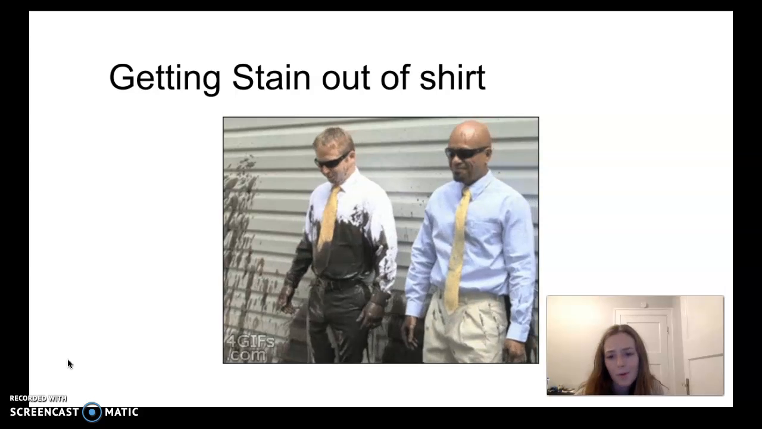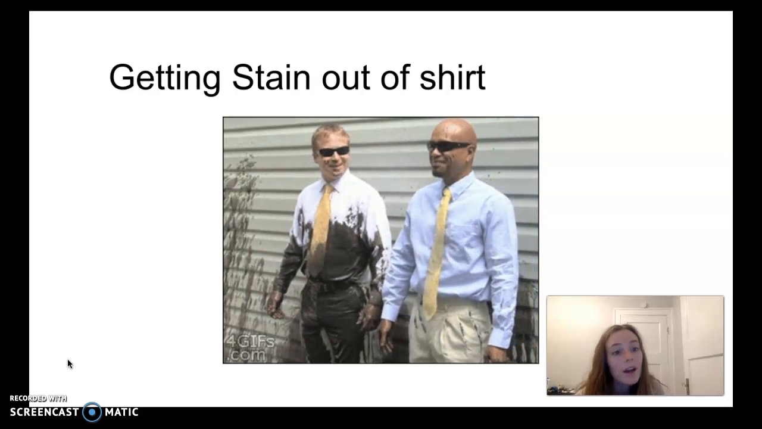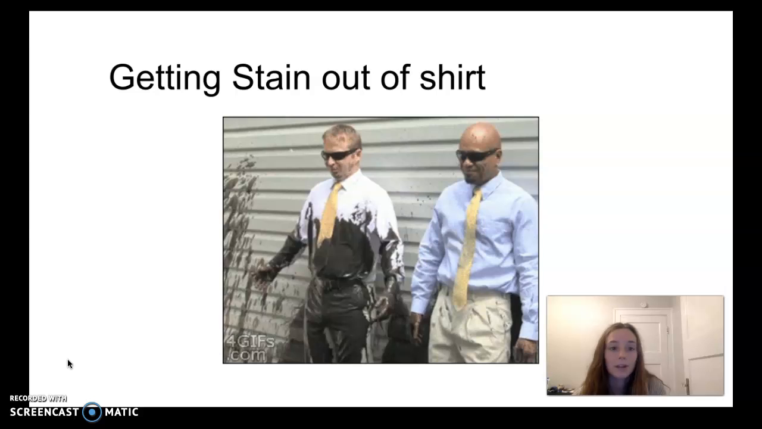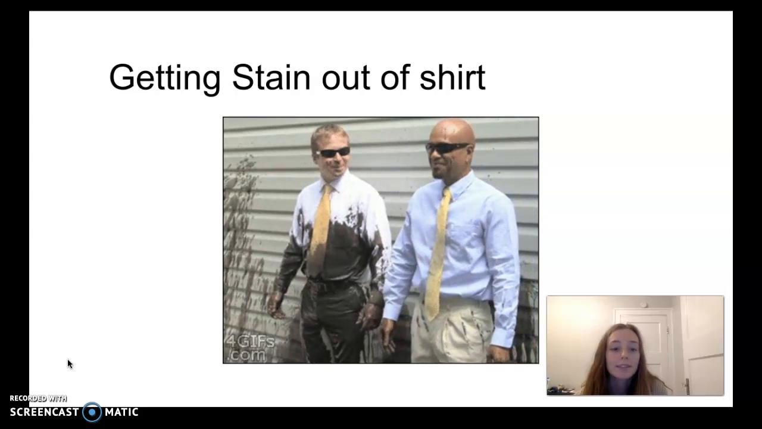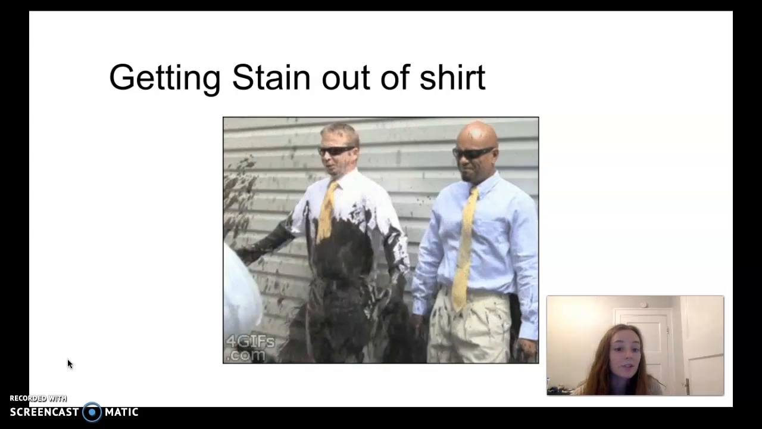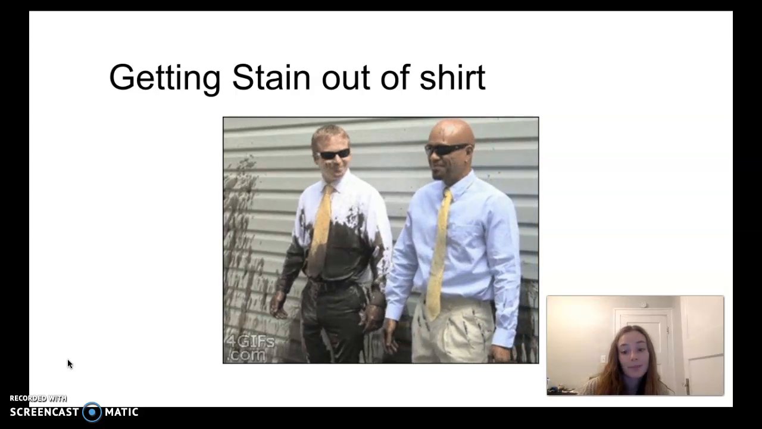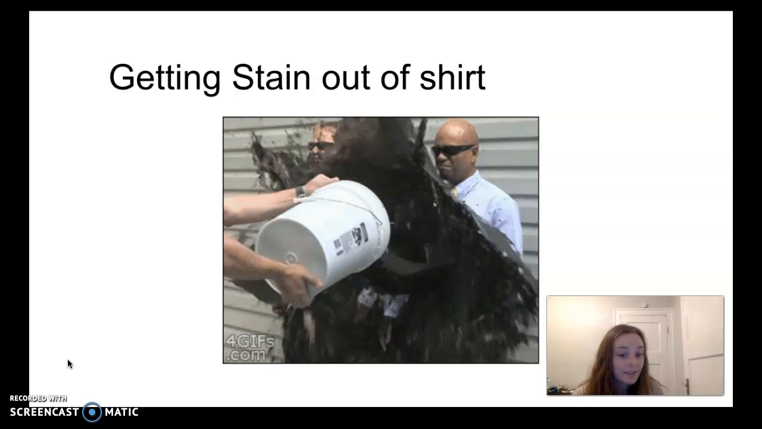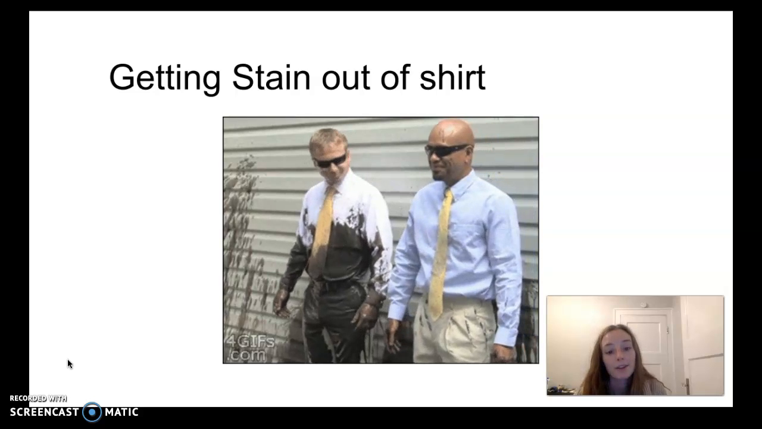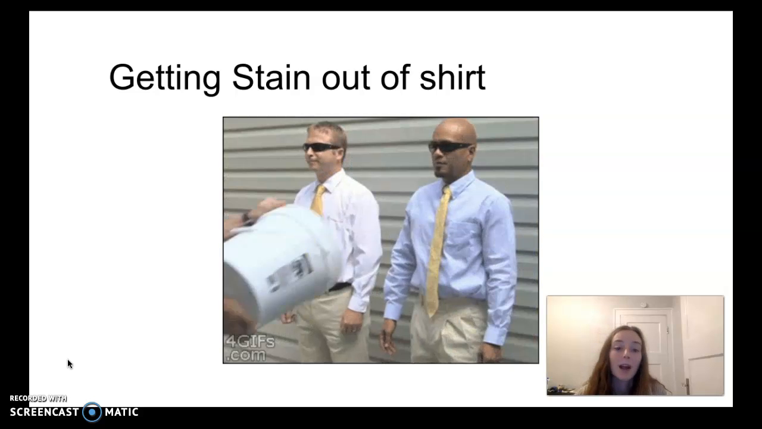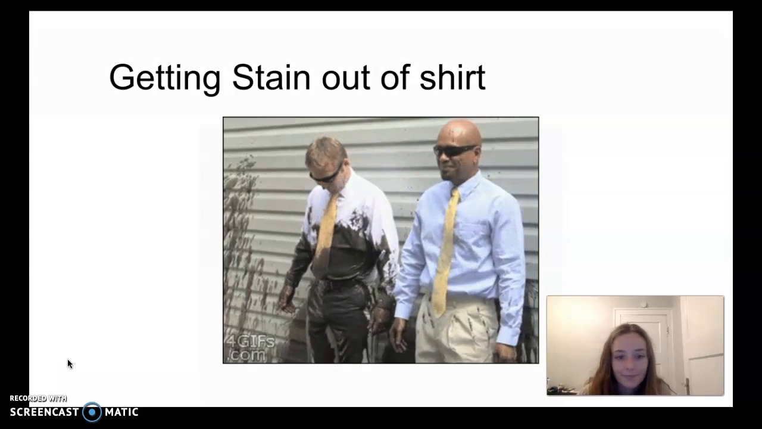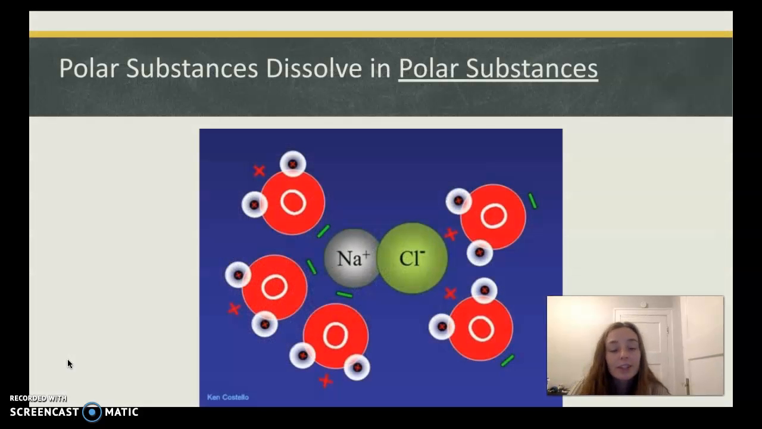So why is this important to talk about solubility? One of the biggest application pieces is we're going to talk about how you can get a stain out of your shirt. Some stains you might use one thing to get it out, and other types of stains you might need to use something else based on what molecules or what type of compounds you got in your shirt to begin with. So you may have heard the phrase likes dissolve likes before, and we are going to be talking about that. And what that means is polar substances dissolve in polar substances.